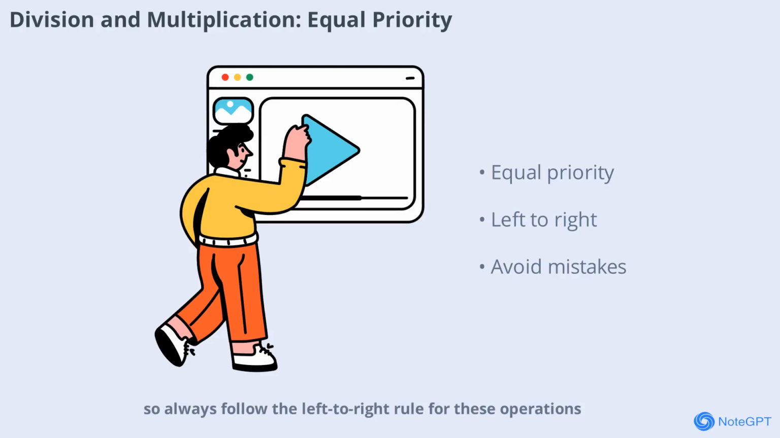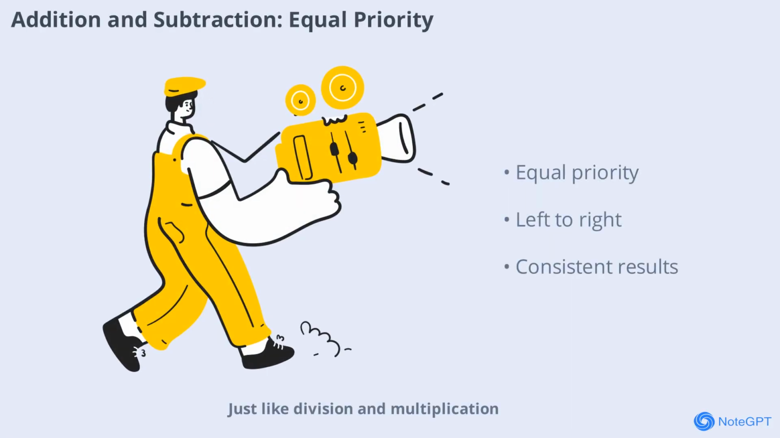for these operations. Like division and multiplication, addition and subtraction also have equal priority. Always solve them from left to right. For example, in 25 minus 5 plus 2, subtract 5 from 20 to get 15, then add 2 to get 17.